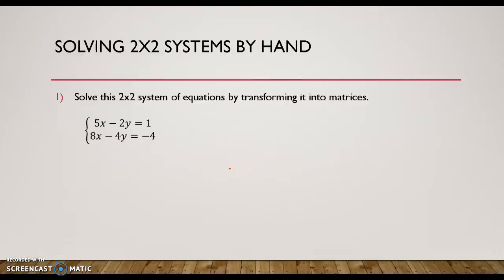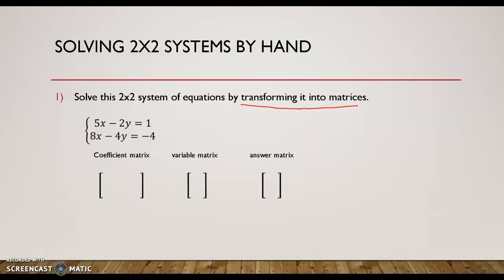We're going to start with this system of equations that we want to solve, but we're going to solve it by transforming it into a matrix equation. And we're going to do that by coming up with 3 matrices: a coefficient matrix, a variable matrix, and an answer matrix. The coefficient matrix is made up of our coefficients. The coefficients are the numbers that we're multiplying the variables by, like the 5, the -2, the 8, and the -4. So it's simply going to be 5, -2, and then 8, -4. Our variable matrix is x and y, and our answer matrix is going to be 1 and -4.